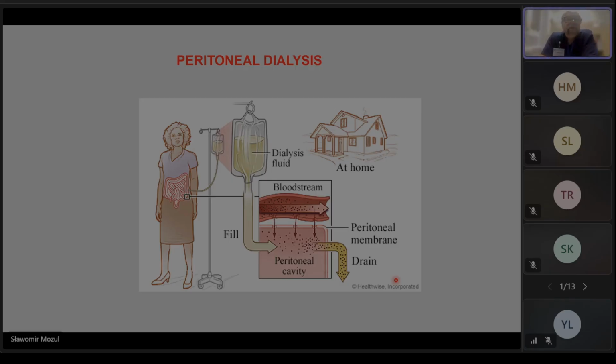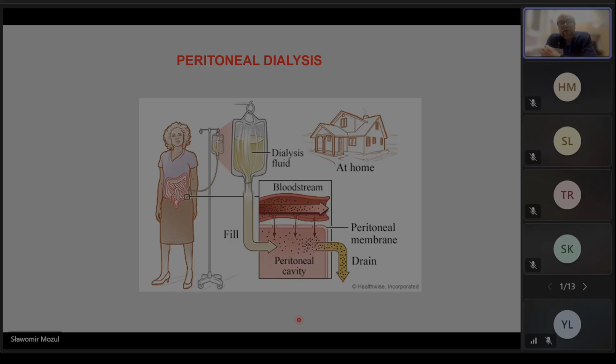The next technique is peritoneal dialysis, most often performed by the patients at home. Peritoneal dialysis is a treatment for patients with severe kidney disease. The process uses the patient's peritoneum in the abdomen as a membrane across which fluids and dissolved substances, electrolytes, urea, glucose, albumin, and other small molecules, are exchanged from the blood.